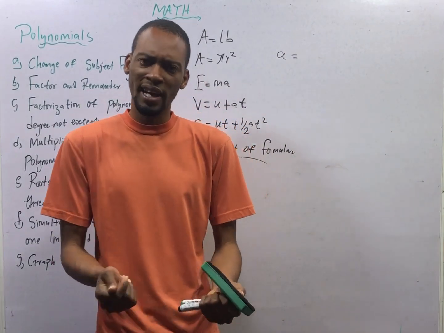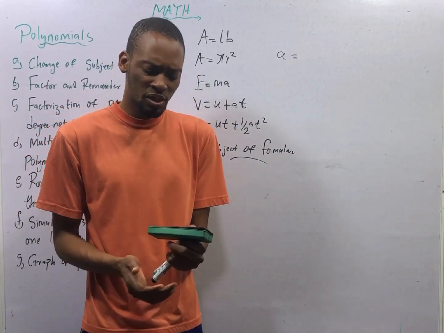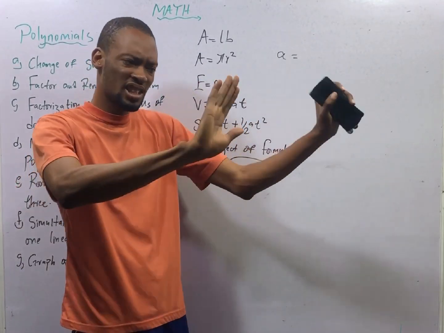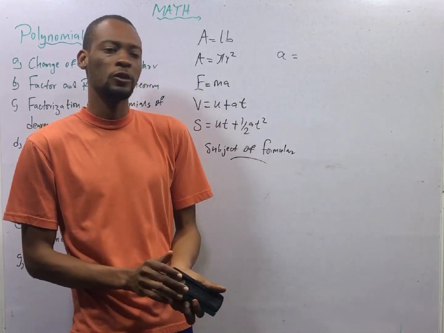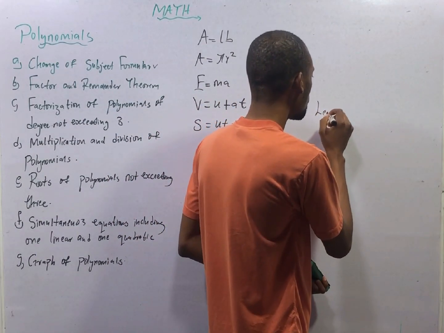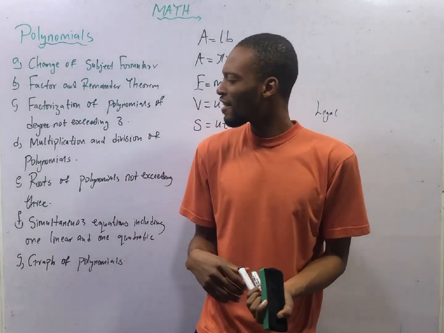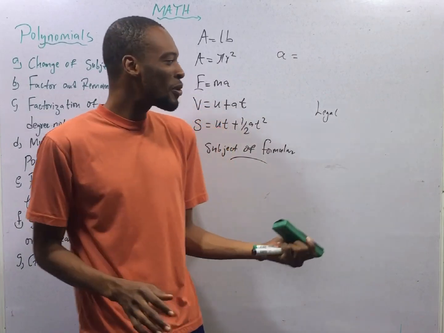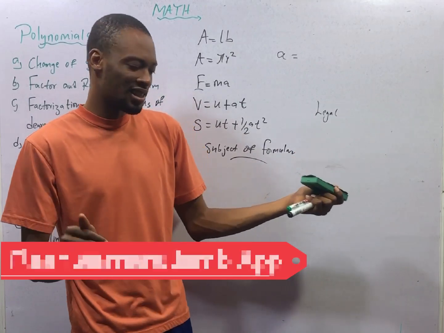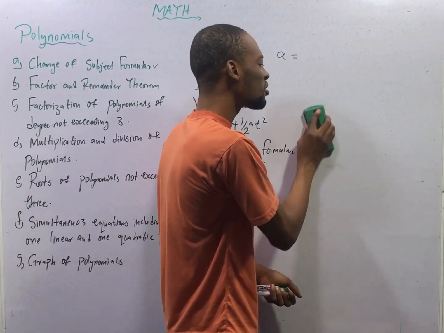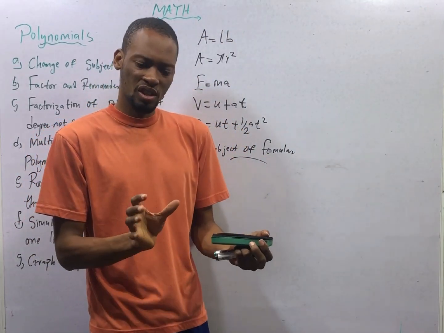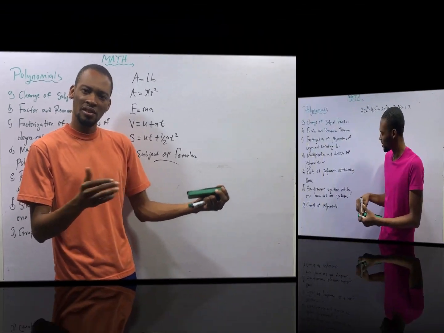To change subject formula, you do everything possible to make sure that the one you are changing to is standing alone, while every other thing goes the other side of the equation. And in doing so, you must make sure that it is legal, because there are illegal ways people change subject formula. If you don't do it legally, you get a wrong answer. So in mathematics, things are not done anyhow. We do things the right way. And there are rules you must follow to change subject.